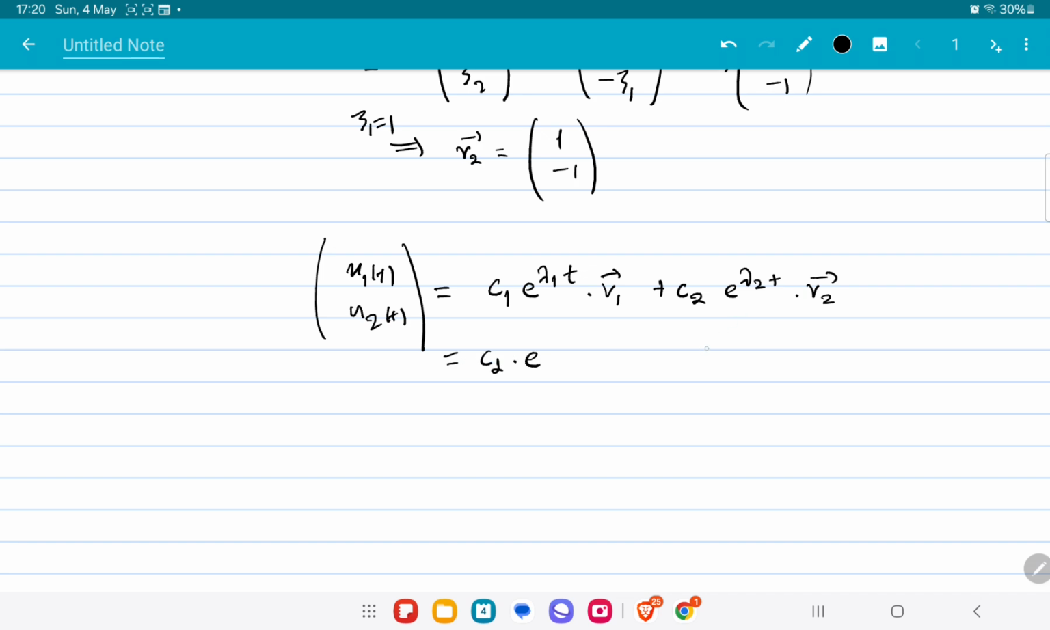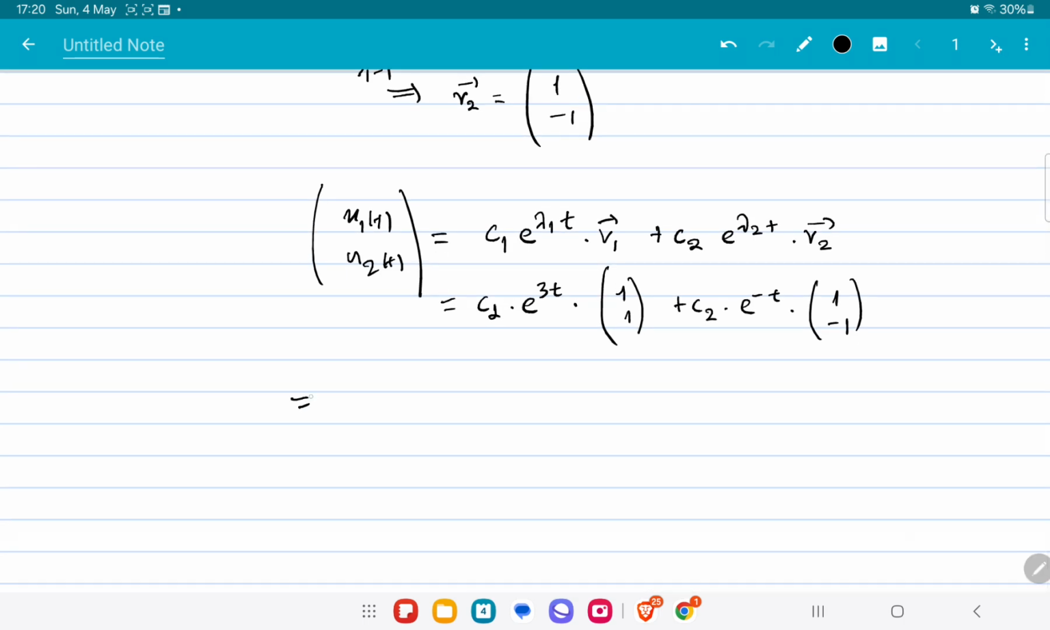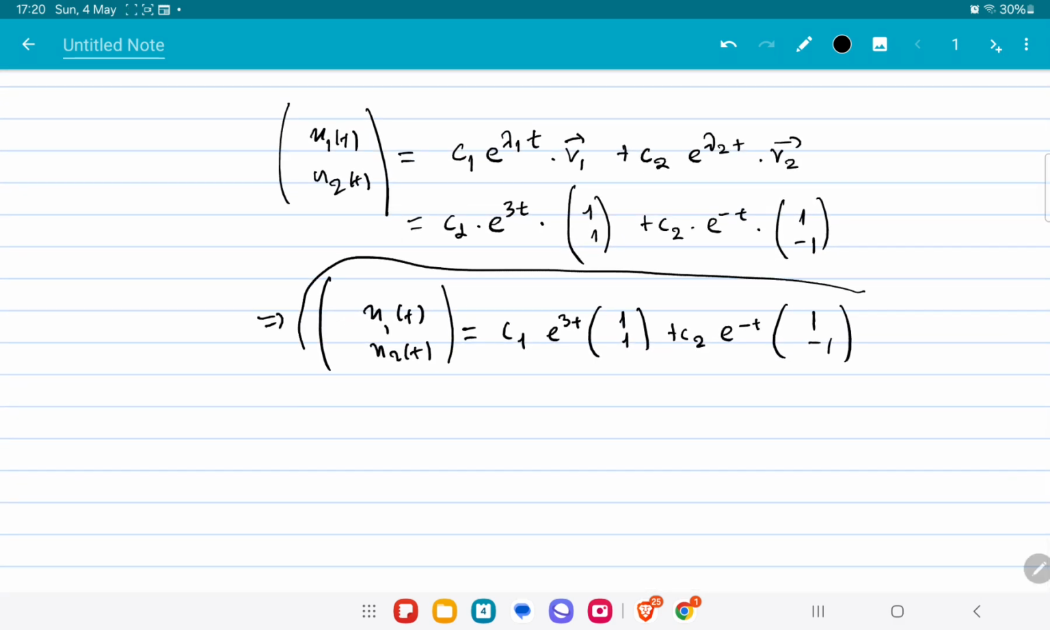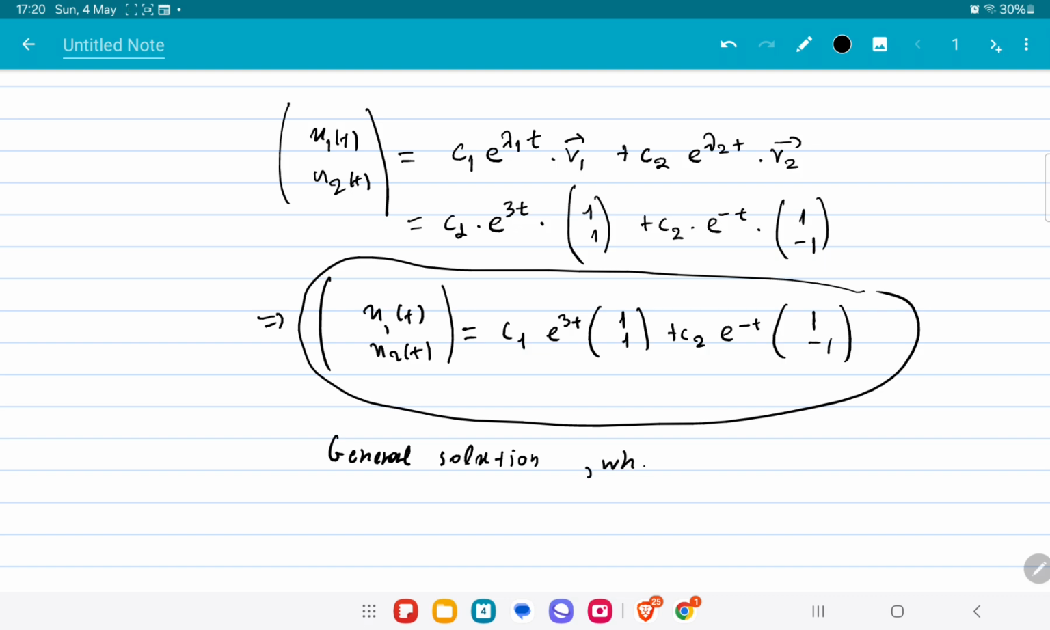The eigenvalue lambda 1 is 3, so it's e to the power of 3t times the eigenvector 1, 1, plus c2 times e to the power of minus t times 1, minus 1. Let's write it more clearly underneath. So this is my general solution, where c1 and c2 are just real numbers. And I have finished at this point with my exercise.